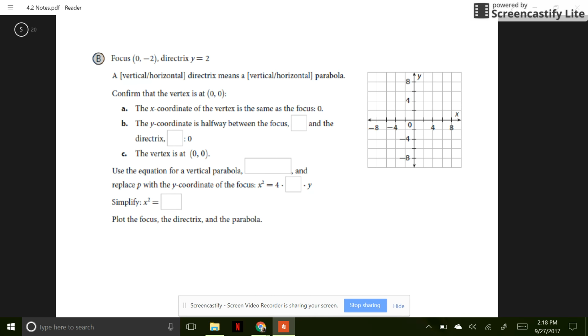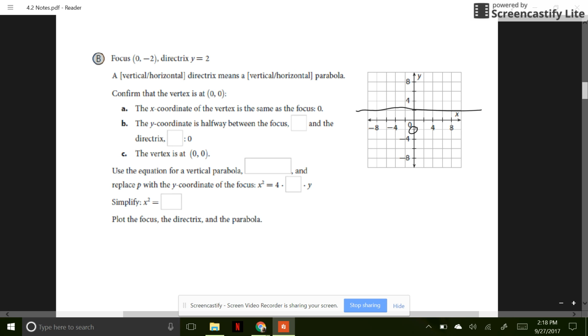So this time we have our focus at 0, -2. Make sure you watch the scale on these. 0, -2. The directrix at y equals 2. So I know the x values can change. Y always has to be positive 2. Just from looking at these two pieces of information, I should be able to see that it's going to open down.